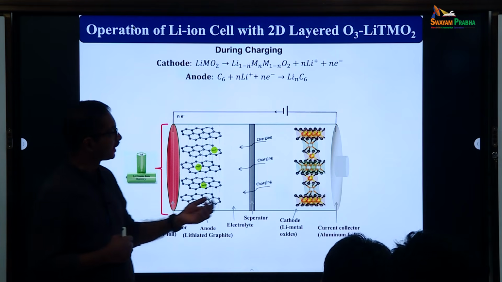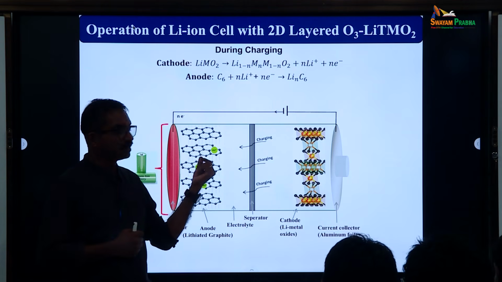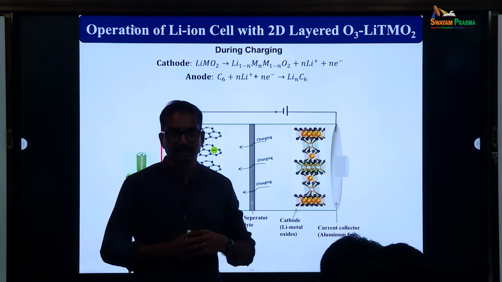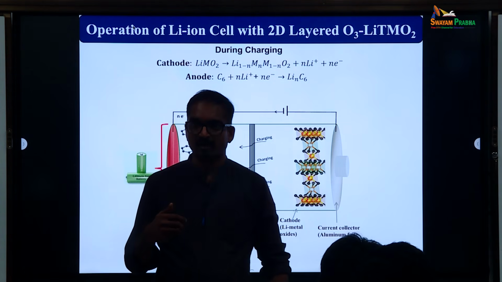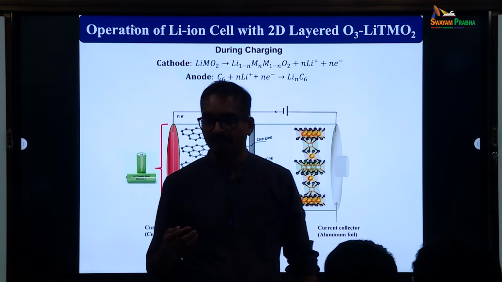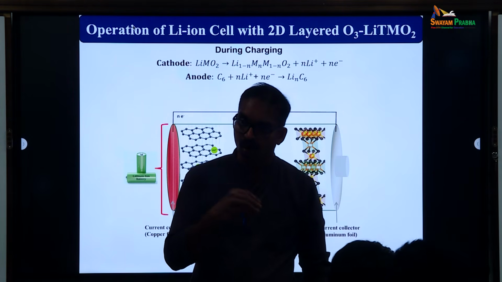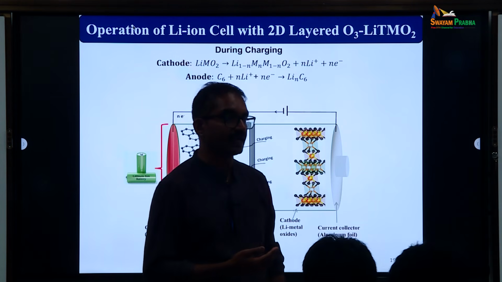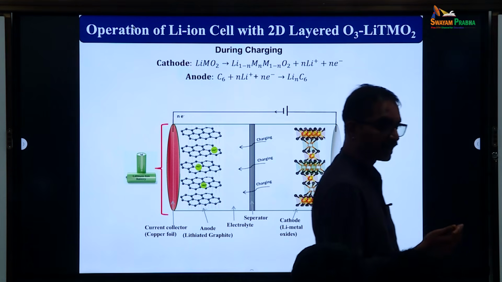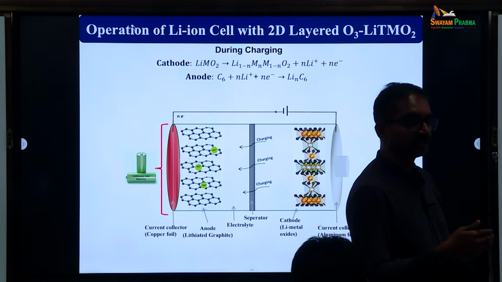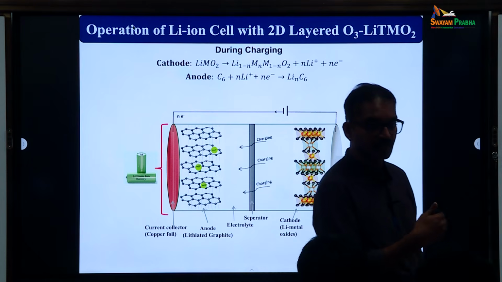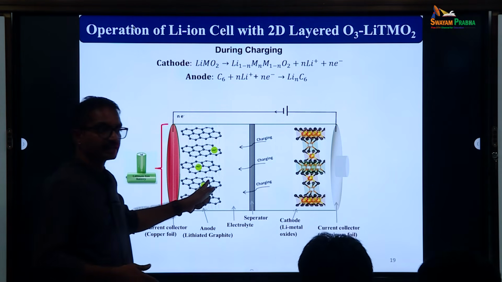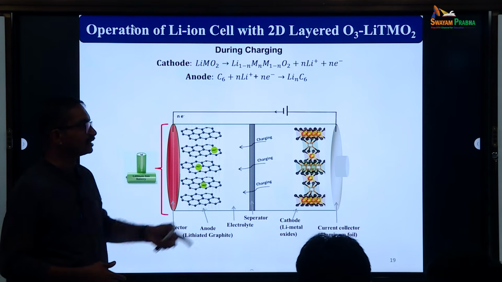So I am intercalating lithium here by deintercalating lithium here. Okay, if I take the lithium out of a void, I call it deintercalation. If I put the lithium into some void, I call it intercalation. So there is a simultaneous deintercalation from the cathode and the intercalation in the graphite anode. So that's how your lithium ion battery works. So when I do this process, I call it charging. What do you mean by charging?